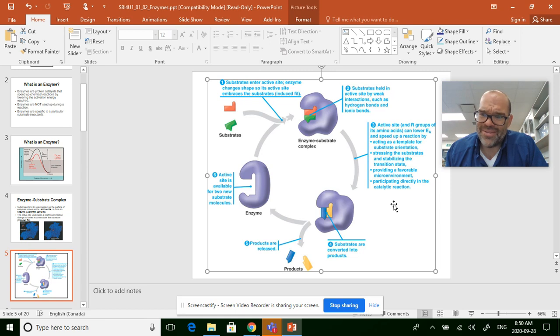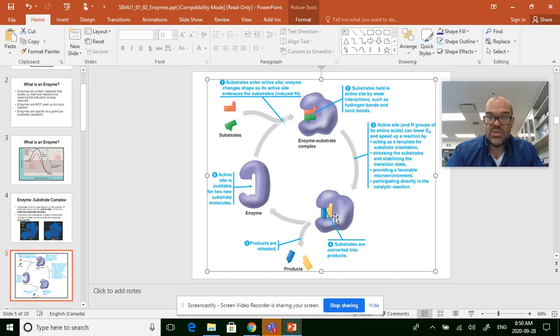Do I want you to memorize all that? No. What I want you to understand is when that enzyme grabs those substrates, it makes a good environment or it stresses the bonds. It just decreases the energy required for the reaction to happen.